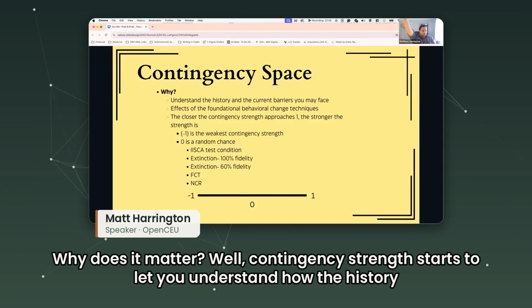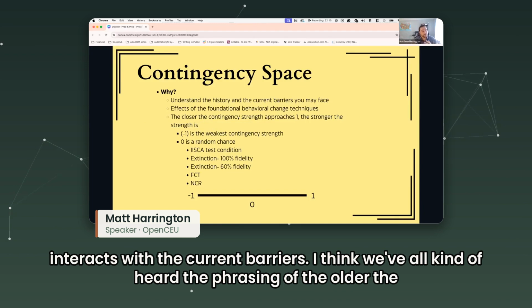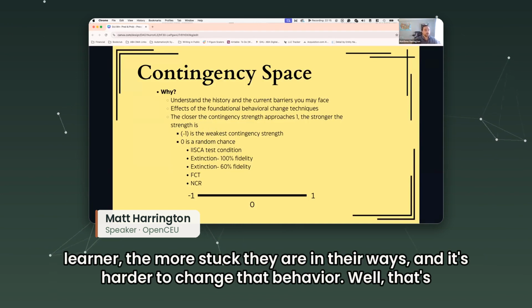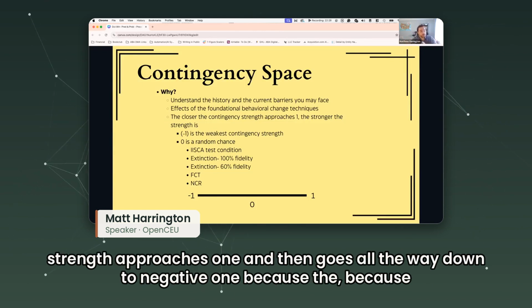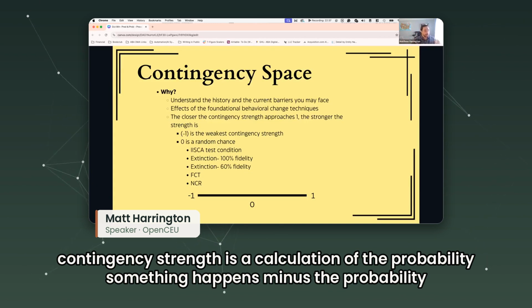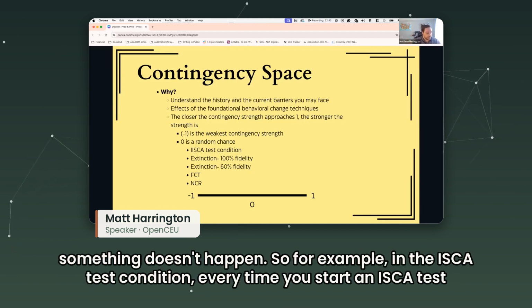Why does it matter? Well, contingency strength starts to let you understand how the history interacts with the current barriers. I think we've all kind of heard the phrasing of the older the learner, the more stuck they are in their ways, and it's harder to change that behavior, right? Well, that's contingency strength. The longer the history, the stronger the contingency strength. But contingency strength approaches 1 and then goes all the way down to -1 because contingency strength is a calculation of the probability something happens minus the probability something doesn't happen.